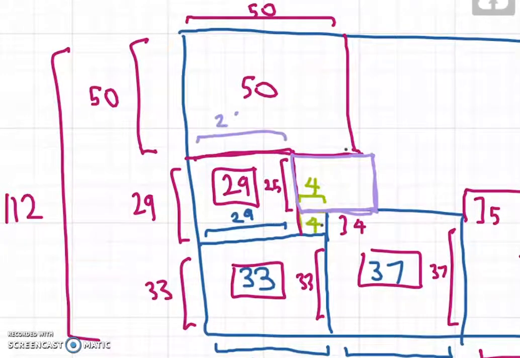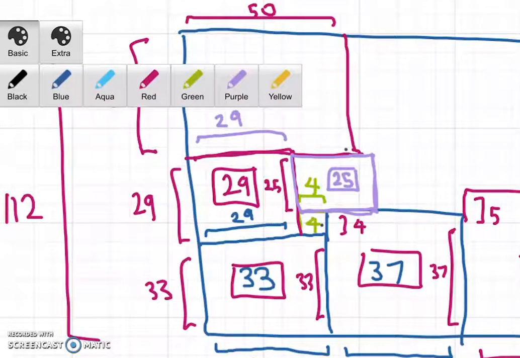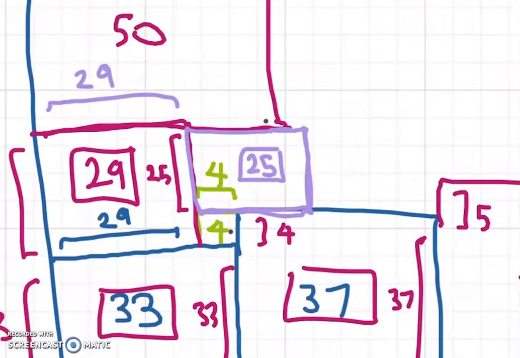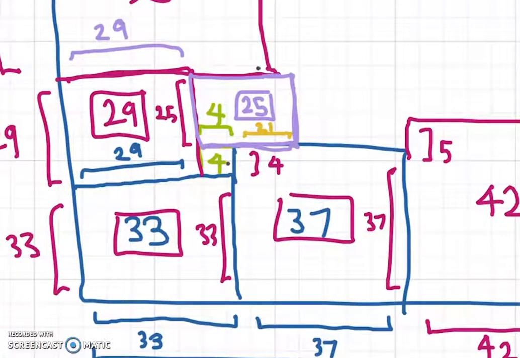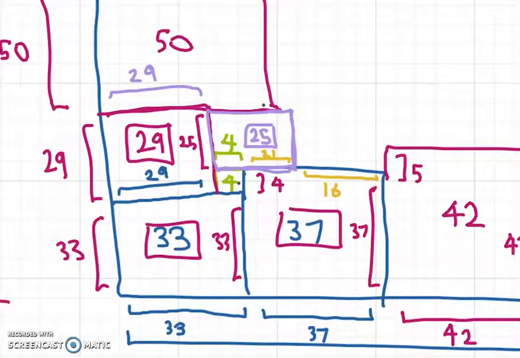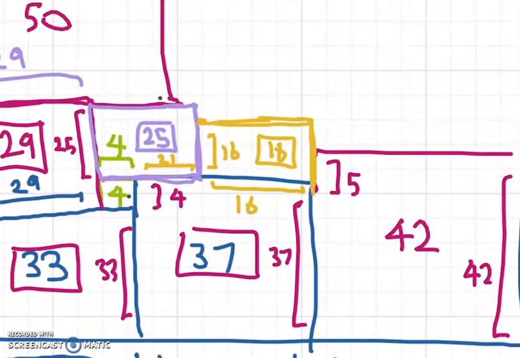Okay, so we have a 29 here, and this square side length 25. Okay, so this distance over here is 25 minus 4, which is 21. And this distance over here will be 37 minus 21, which is 16. Now I'll draw a square of side length 16. So we have 16 here. And this distance over here will be 16 minus 5, which is 11.